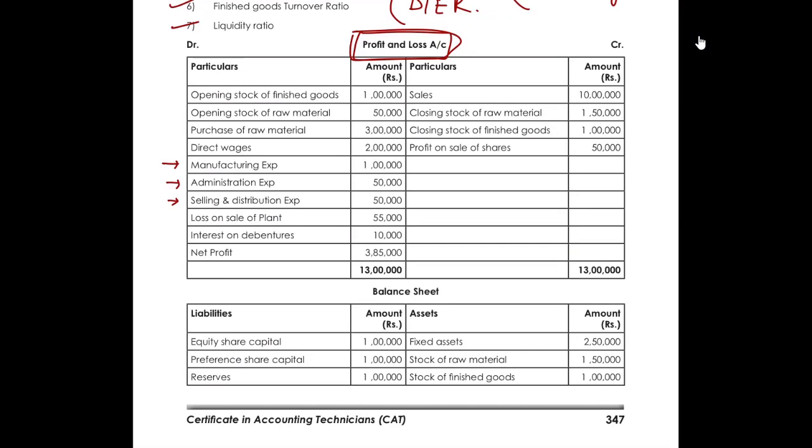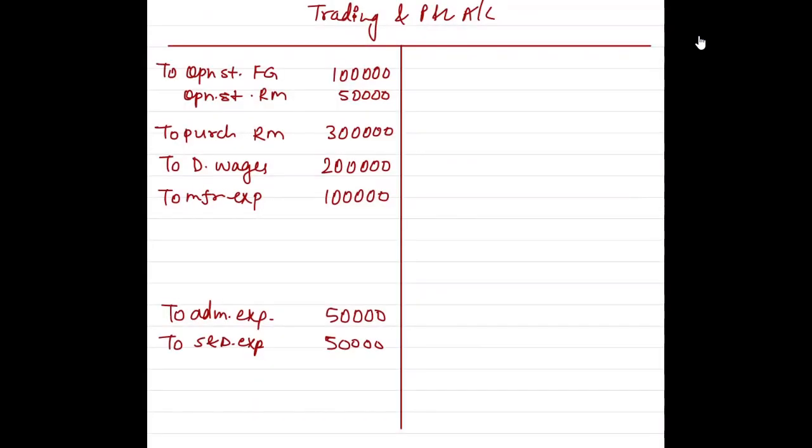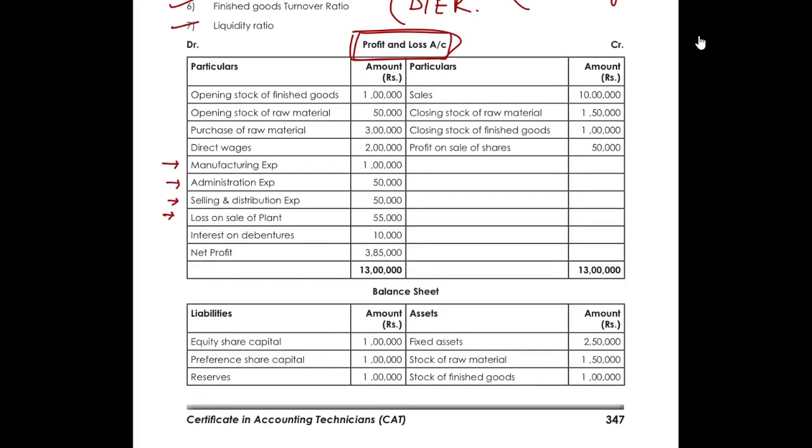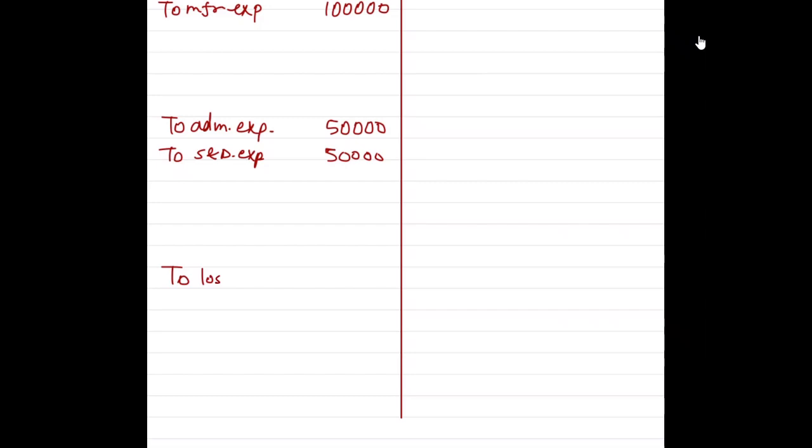Moving on, we have loss on sale of plant. So this is not relating to my normal operation. This would come beyond my normal operation. So let us prepare the extended P&L. I'm writing it down: loss on sale of plant, 55,000 it was.